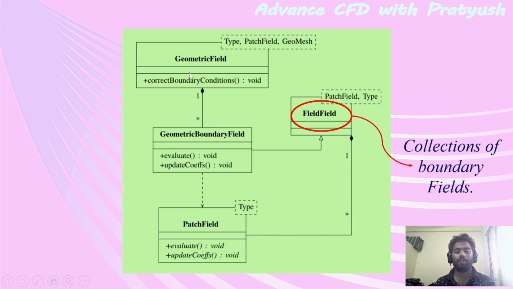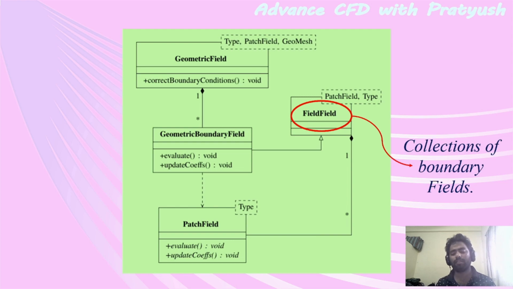Now this geometric field is composed of the boundary field, and you can see that this field is being derived in the boundary field. Now what is the field? Field is a collection of boundary fields. Now this is the patch field, the template class that is used to call the fvPatchField. So you can find this patch field template class in the definition of the geometric field.